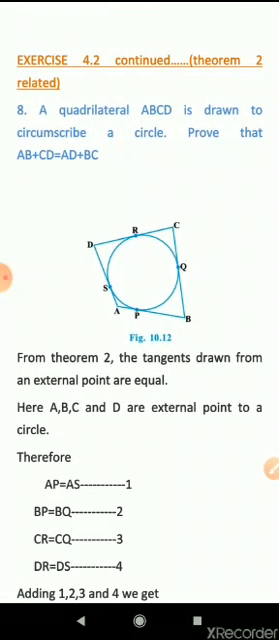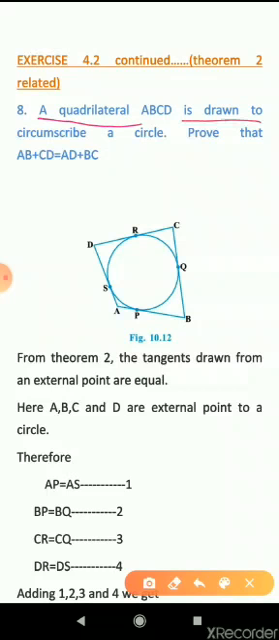A quadrilateral ABCD is drawn to circumscribe a circle. Prove that AB plus CD is equal to AD plus BC. Sometimes they will give a figure, sometimes you have to draw it. Observe, the main thing here is a quadrilateral ABCD is drawn. How is it drawn? To circumscribe a circle.